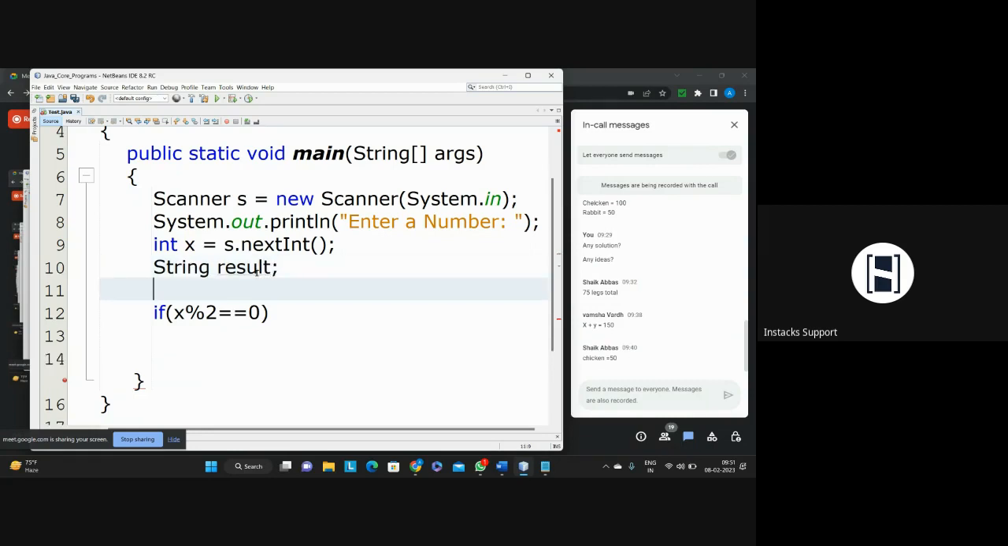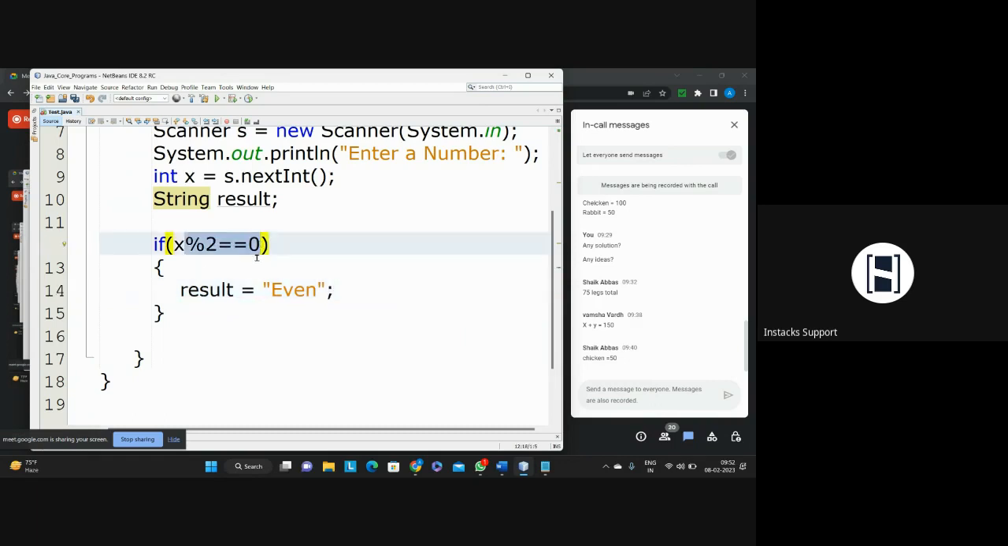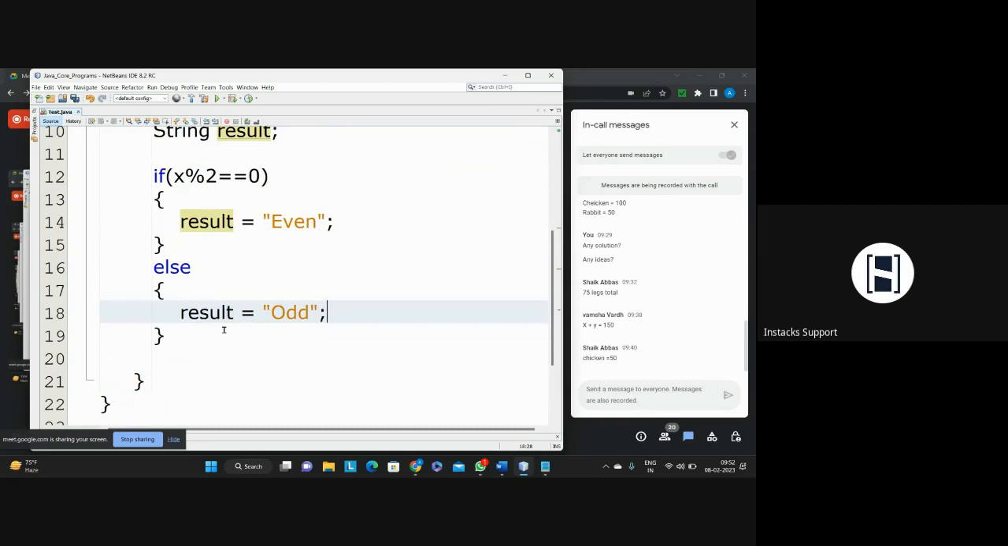I have an object called result, which is of the string type. Here I'm saying result is equal to even if this condition is true. If this condition is false, if I am going to get a remainder, then the result value must be odd. Done. So this is my logic.